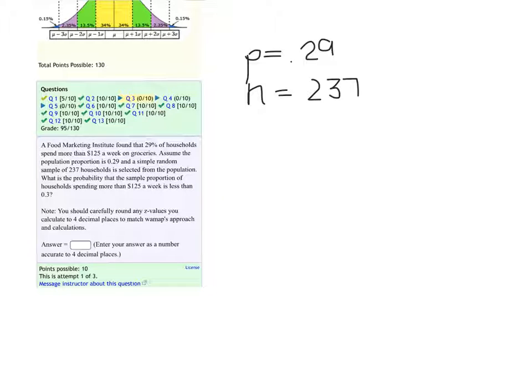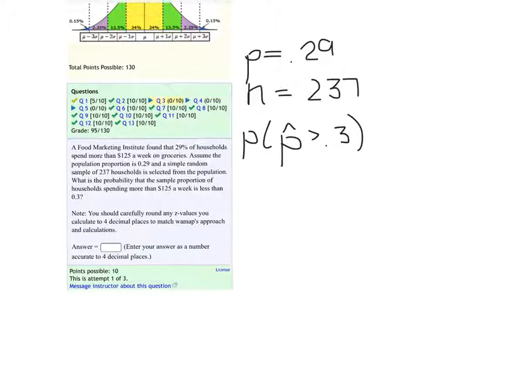What is the probability that the sample proportion of households spending more than $125 a week is less than 0.3? And then a note is given, and it says you should carefully round any z values you calculate to 4 decimal places to match WAMAP's approach in calculations.